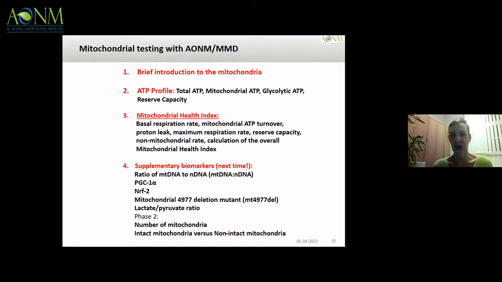And then we use the mitochondrial health index, because here we have not only the ATP profile or the response of a cell at basal rate, but also, in addition, an activation.